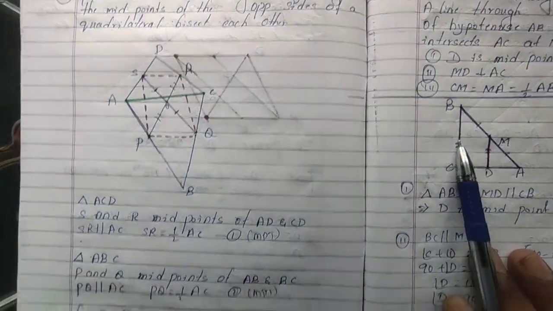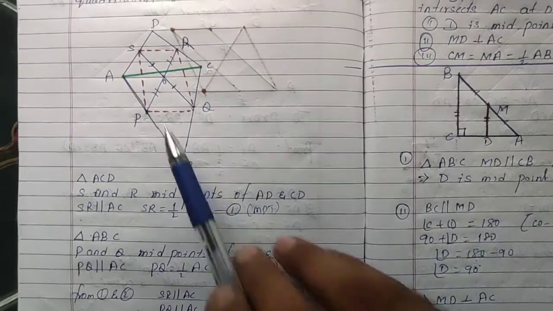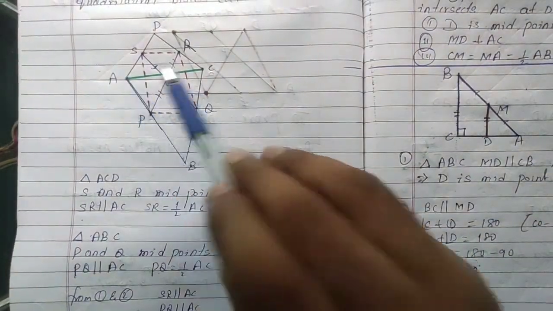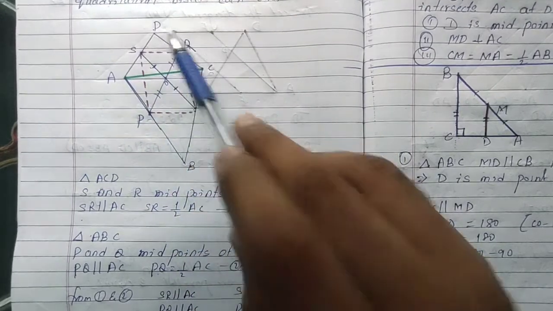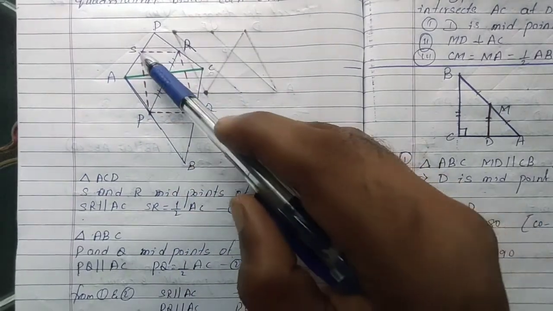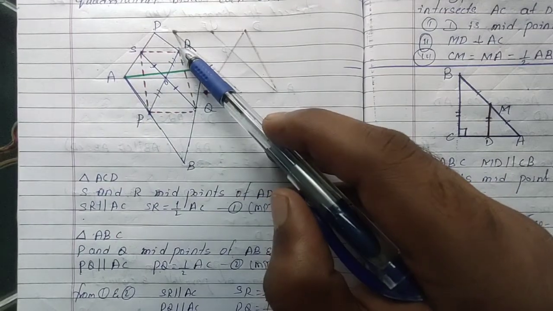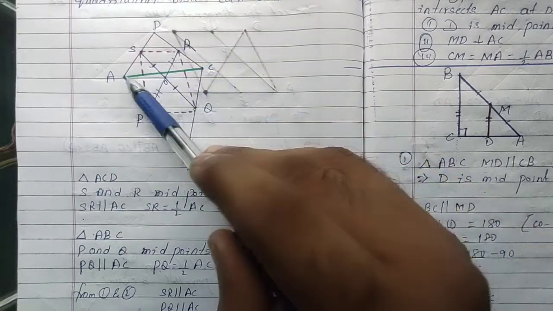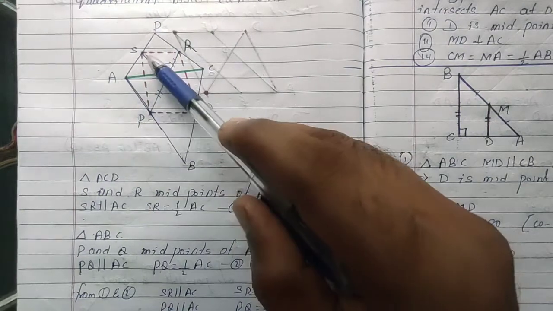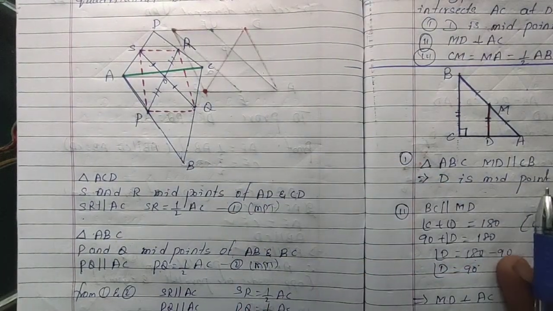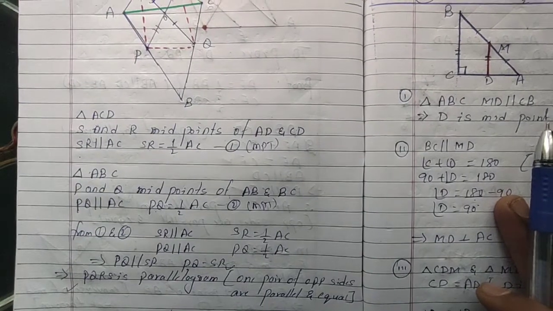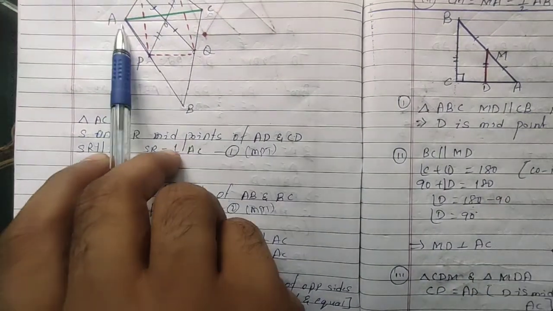To prove this, first I am taking triangle ACD. Here S is a midpoint of AD, R is midpoint of CD. So I join these two midpoints. This line segment is parallel to the third side and this line segment is half of the third side by using midpoint theorem. Next, I am taking the triangle ABC.